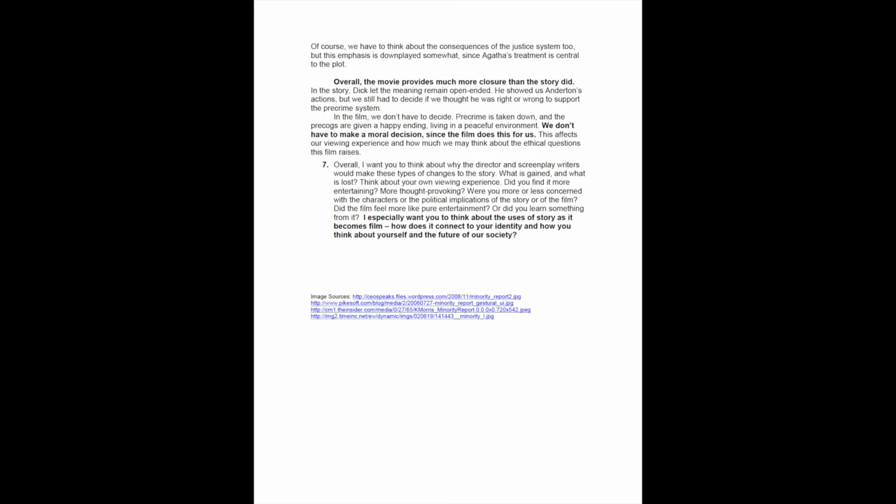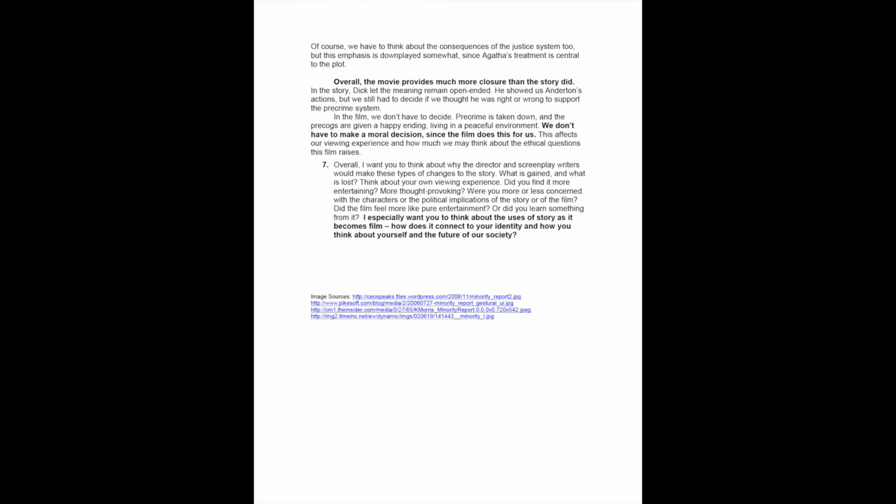Think about your own viewing experience. Did you find it more entertaining, more thought-provoking? Were you more or less concerned with the characters or the political implications of the story or of the film? Did the film feel more like pure entertainment, or did you learn something from it?